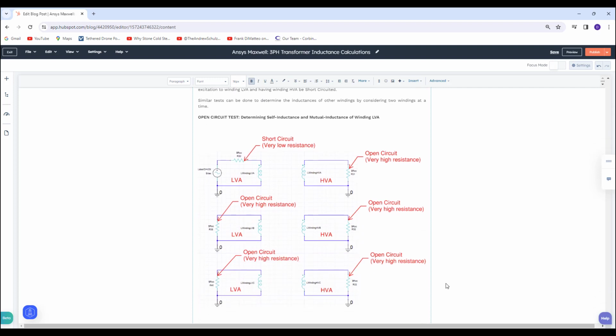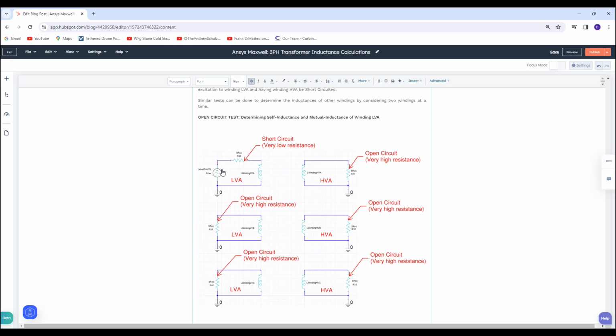Here's an example of the excitation circuit. For an open circuit test, we want to determine the self-inductance and mutual inductance. In this example, I'm only considering the mutual inductance and leakage inductance between low voltage phase A and high voltage phase A. So I excite the low voltage phase A winding. This winding produces a flux. All the flux links itself; it's self flux linkage, you could say.